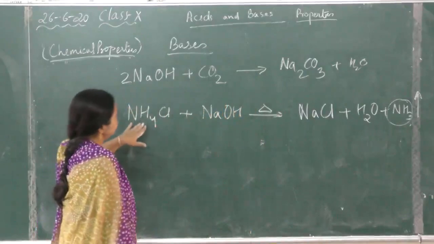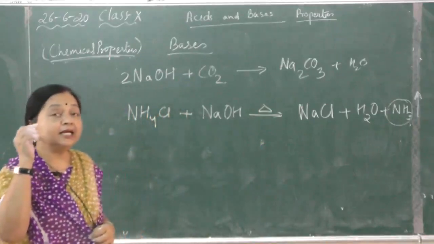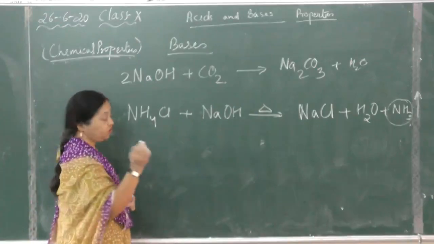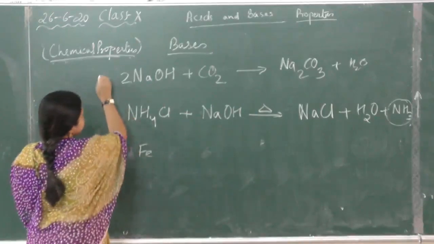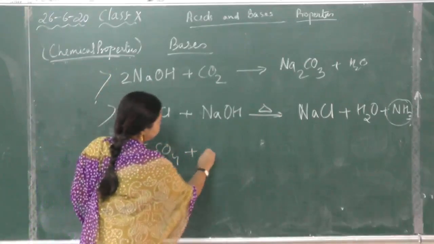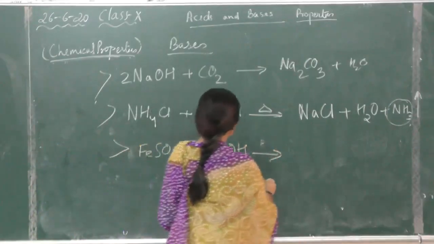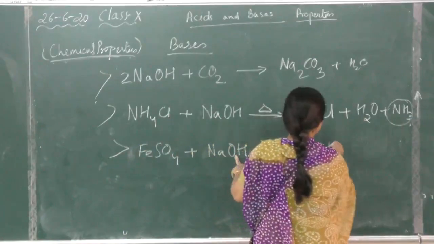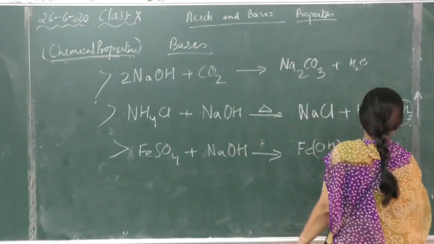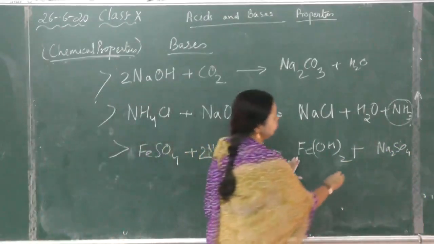Another property we have already done is that alkalis can precipitate out insoluble hydroxides. If you take a salt solution, FeSO4 suppose, and you add NaOH to it, this will form Fe(OH)2 plus Na2SO4. This is a green precipitate.